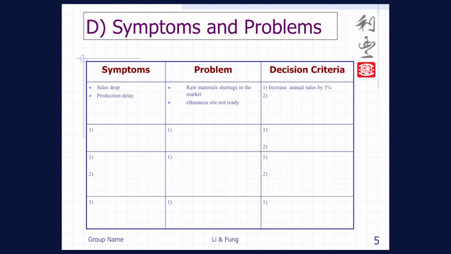To identify the symptoms, you ask, what negative or positive things are being caused by the problem or opportunity? Note that decline in profits, low worker morale, loss of customer goodwill, increase in inventory turnover are symptoms, not problems. To identify the problems, you ask, what is the cause for each of the identified symptoms?